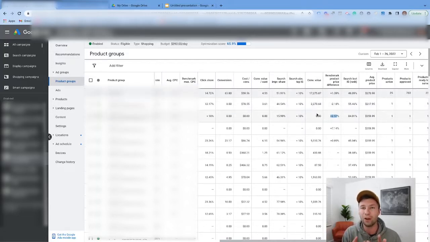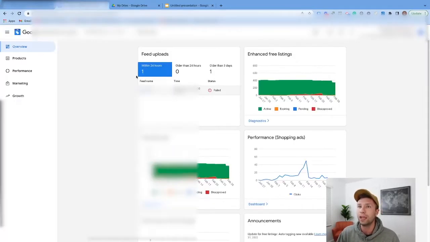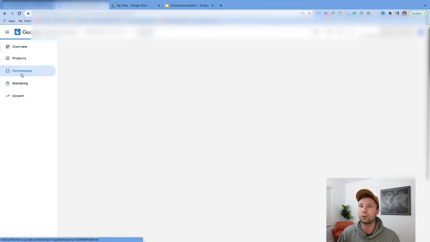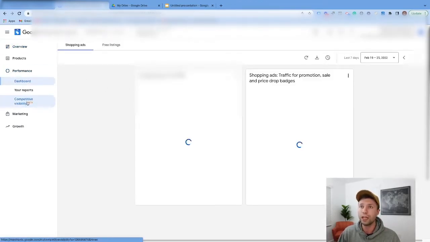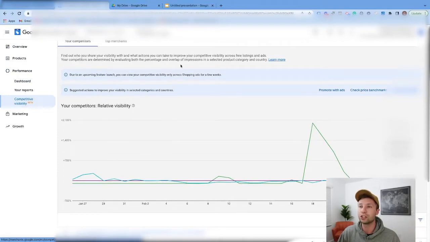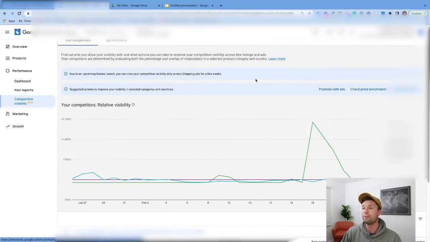Another place where you can now get an idea of where your competitors are at is in your Google Merchant Center. If you come over here to your Google Merchant Center, there's this new beta thing. You come to performance, then competitive visibility, and this is going to show you your competitors' visibility based on yours. You can see where you're at compared to your competitors.